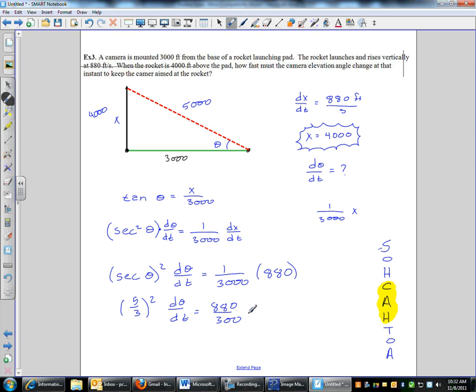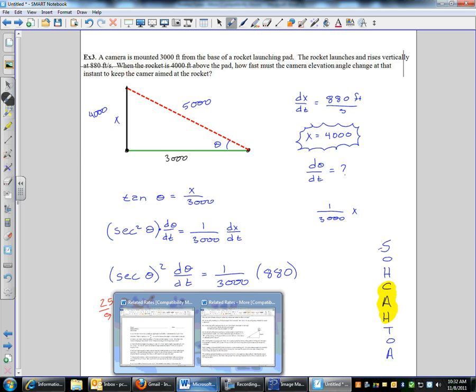Yeah. And then solve for d theta dt. That's supposed to be a t. So d theta dt is going to be, let's see, what is 5 over 3 squared? 25 over 9. So I would multiply by 9 over 25. Is that right? So 880 over 3,000 times, and we'd multiply by 9 over 25. Are we good?